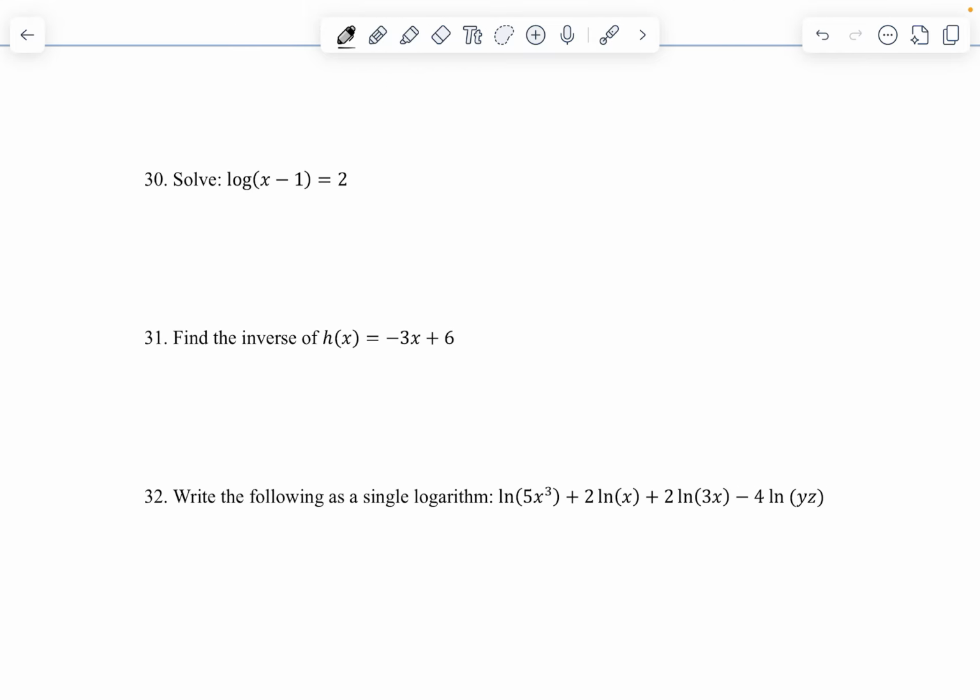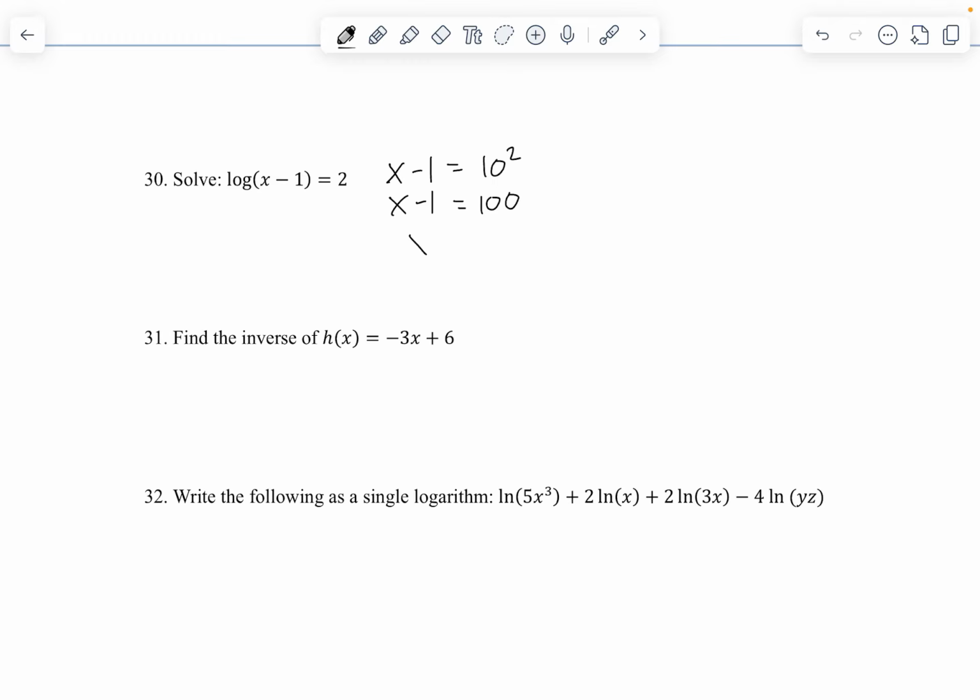Okay, 30. Solve log x minus 1 equals 2. Solving this will require rewriting this in exponential form. So it gives me x minus 1 equals 10 squared. If you have a logarithm where the base is not written in, it's assumed to be base 10. We call that a common logarithm. This becomes x minus 1 equals 100.